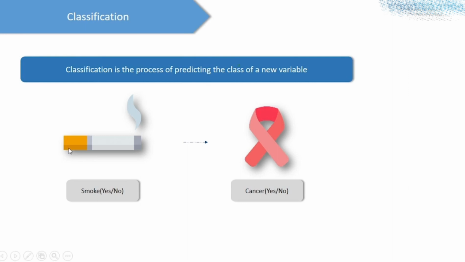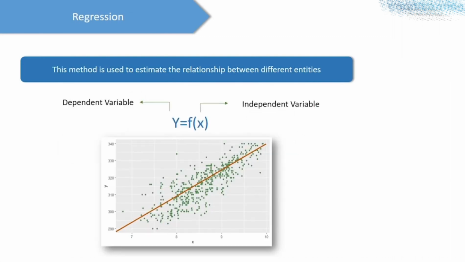Here, consider that you have a list of around 1,000 patients and you have a column which will tell you whether this person smokes or not. That column has only two levels, yes or no, for whether the patient smokes or not. And on the basis of that, you are trying to classify whether this person has cancer or not. So this is an example of classification, which is a supervised learning algorithm.